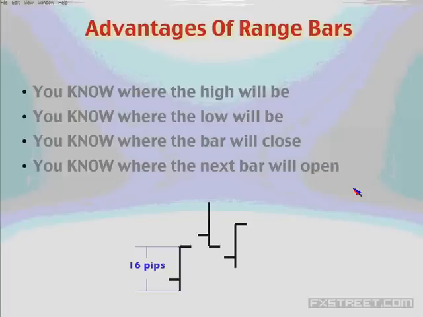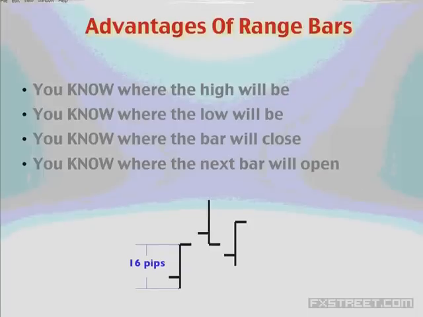And you know where the next bar will open. So if the previous bar closed at the high, the next bar will open, as you can see on the second bar, one pip above the high. If the bar closes at the low, the next bar will open one pip below the low of the bar.